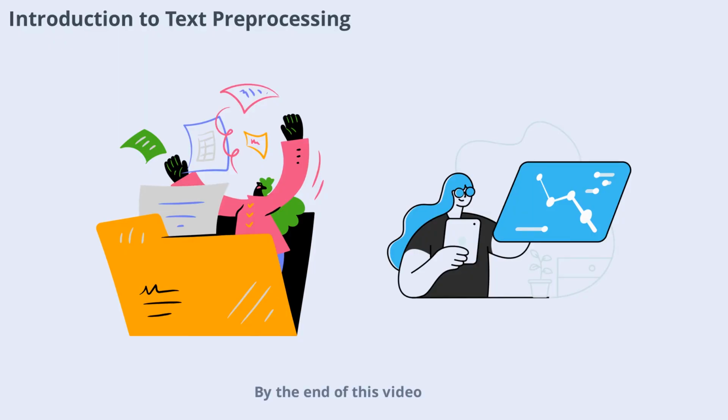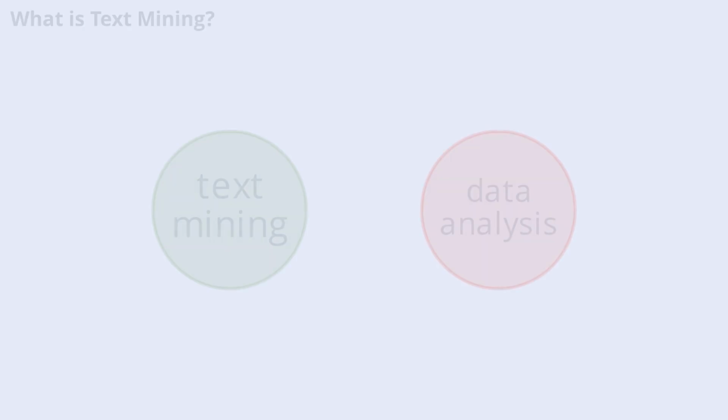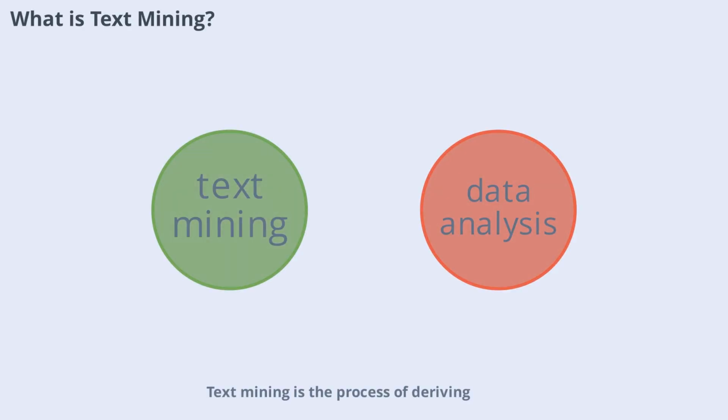By the end of this video, you'll understand why preprocessing is essential and how it sets the stage for successful text mining projects. Let's start by exploring what text preprocessing actually involves and why it's the backbone of any text mining workflow. Text mining is the process of deriving valuable information from large volumes of text data. It involves techniques from statistics, linguistics, and machine learning to uncover patterns, trends, and relationships hidden within text.